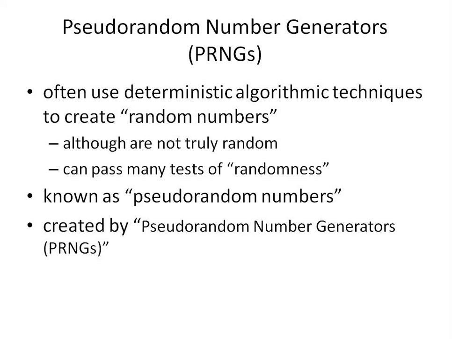So these algorithms that are used to generate random numbers are often deterministic. Although they are not truly random, they can pass many tests of randomness. We will see what the different tests of randomness are. The numbers generated by such algorithms are known as pseudo random numbers, and these algorithms are known as pseudo random number generators, that is PRNGs. In this lecture we will see some of the different techniques that are based on pseudo random number generators.